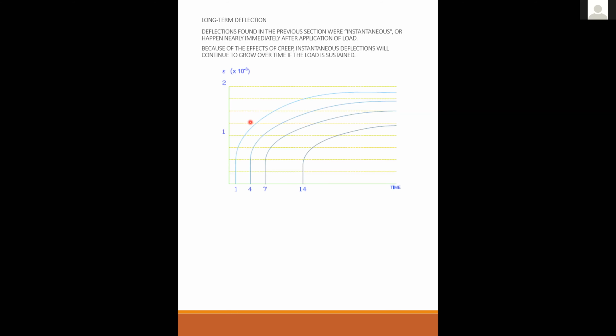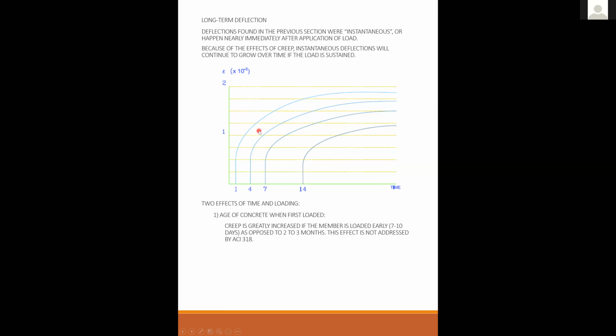But because of the effects of creep, instantaneous deflections will continue to grow over time if that load is sustained. Remember, in the first lecture we talked about creep and two effects of time and loading. The age of concrete when first loaded. Creep is greatly increased if the member is loaded early, like loaded on day 1, day 4, day 7, as opposed to 2 to 3 months. This effect is not addressed by ACI.